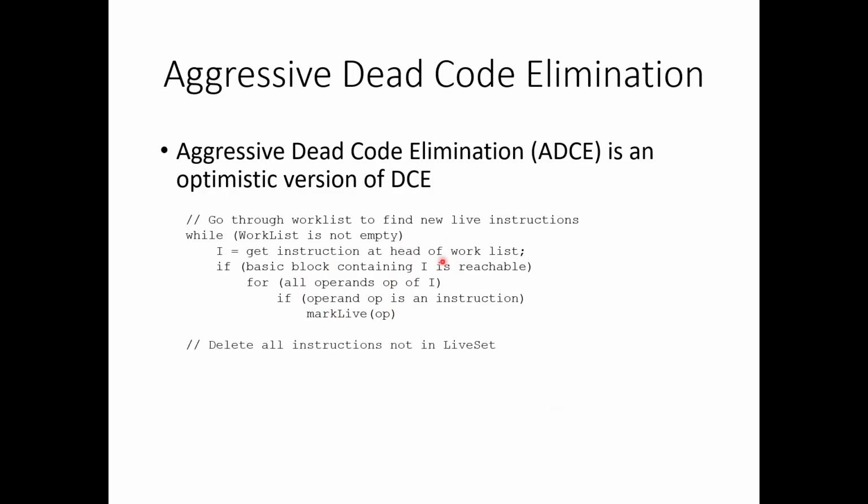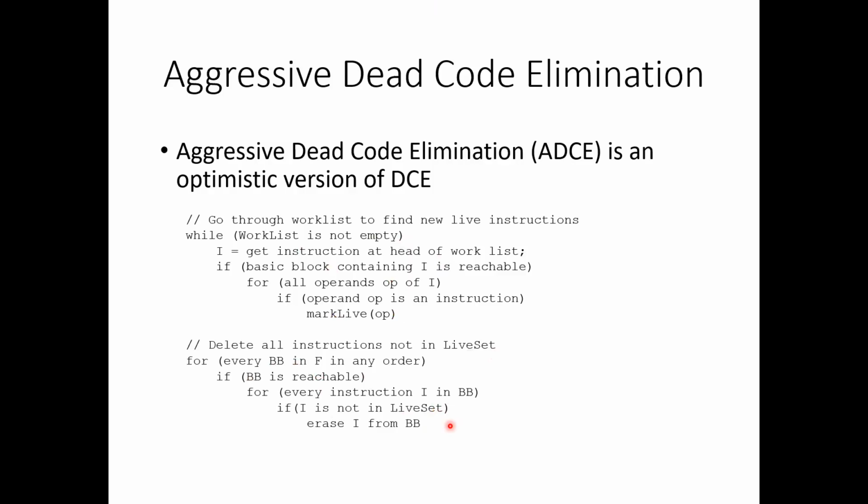Now what we can do is delete all the instructions that are not in the live set. So we go through all the basic blocks. If the basic block is reachable, then for every instruction in the basic block, if that instruction is not in the live set, we erase that instruction from the basic block. Okay, so this is the pseudocode for aggressive dead code elimination. And if you didn't follow too much, let me do a simple example.